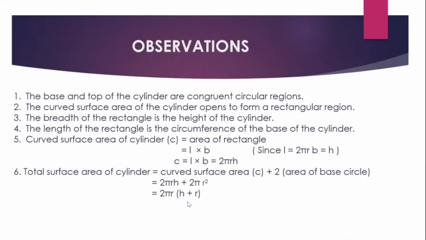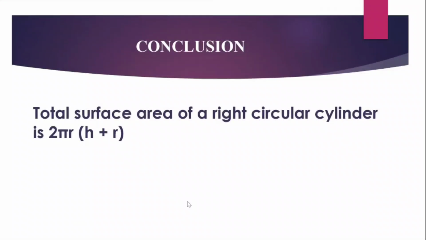So I hope the activity is clear to you. The conclusion will be that the total surface area of the right circular cylinder is 2 pi r (h plus r).